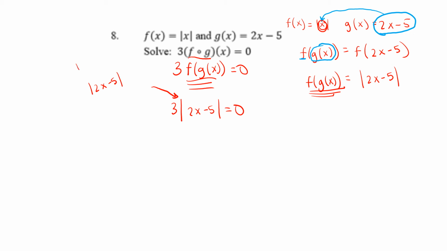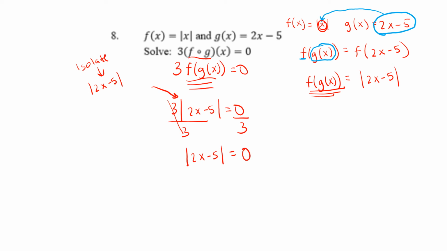Isolate that absolute value of 2x minus 5, which means we need to move this 3 that's sitting right there in front. To move that 3, we divide both sides by 3. Those cancel out with each other. We're left with absolute value of 2x minus 5 equals 0 divided by 3, which is 0.